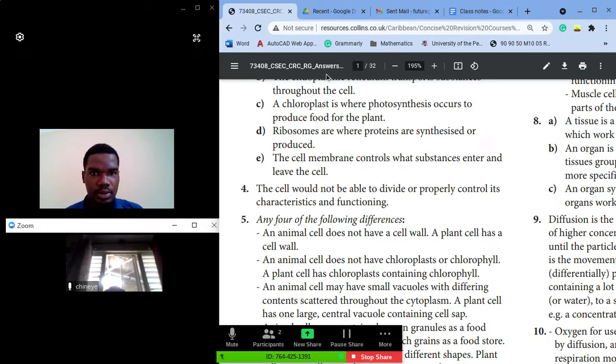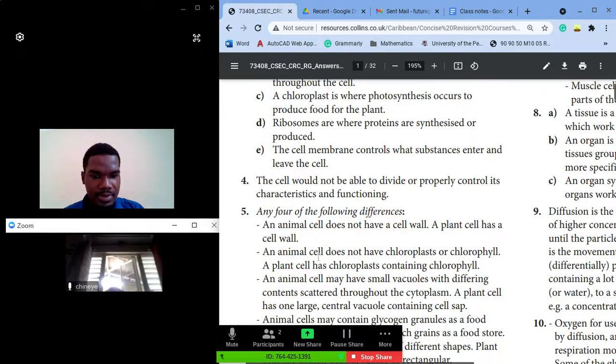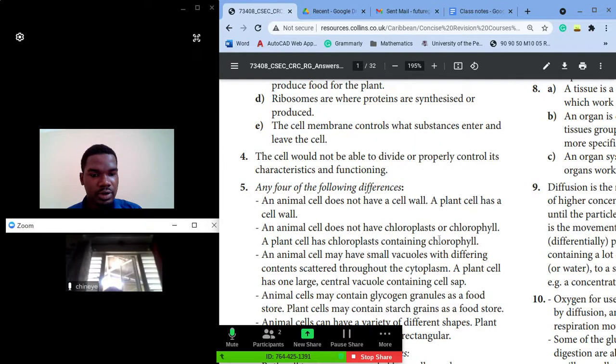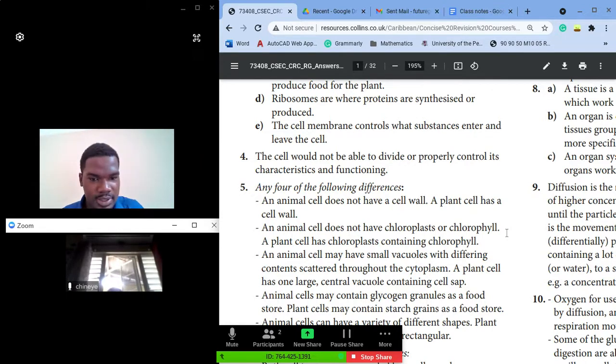Alright, the next one says, an animal cell does not have chloroplast or chlorophyll. And I'm going to ask you the same question. I just gave you a clue. Chloroplast is used to do what? To help the plant make their own... Is it shape or food? Food. Right.